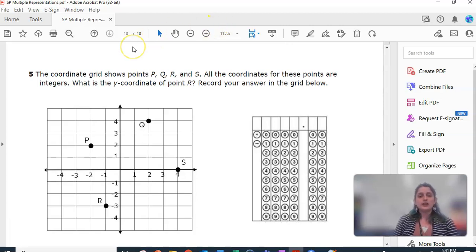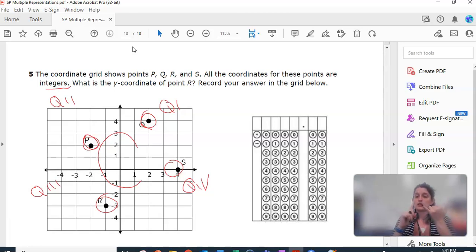The coordinate grid, remember coordinate, if you put a C there, that's how you remember the order of your quadrants. The coordinate grid below shows points P, Q, R, and S. All the coordinates for these points are integers. That means 1, 2, 3, 4, 5, 6, 7, -1, -2, -3, -4, -5, no decimals, no fractions.